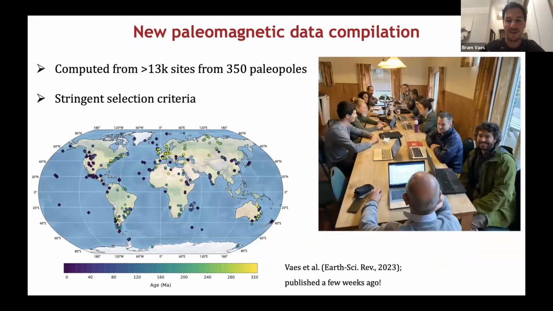So to do this, we locked ourselves up a couple of years ago with 14 people and went through more than 600 publications, went through all the databases, collecting all these paleomagnetic pole position data and their parameters. And after applying some stringent selection criteria, we computed a new apparent polar wander path from more than 13,000 different paleomagnetic sites. So you can imagine compiling more than 13,000 data points by hand from papers going back to the 60s would take a lot of time. And here you see a map with the spatial distribution of where all that data comes from.